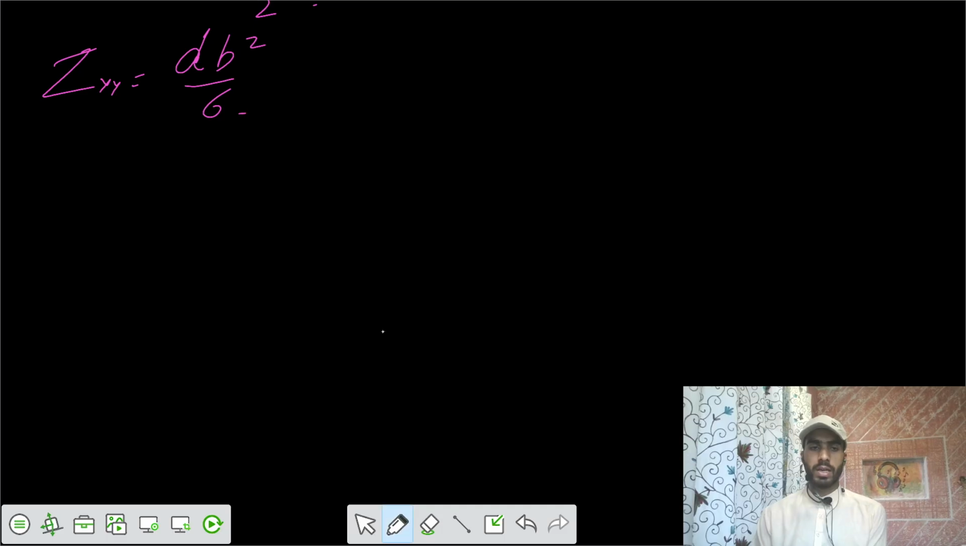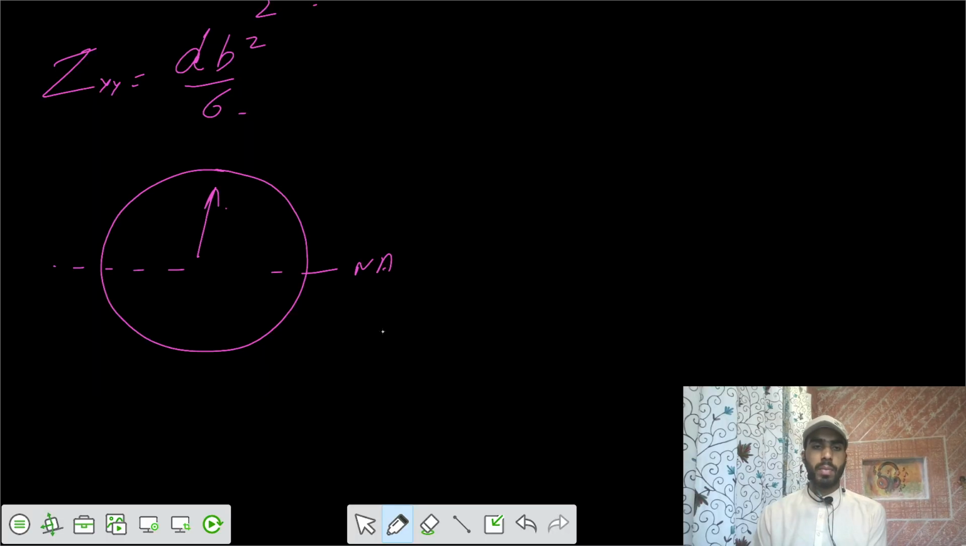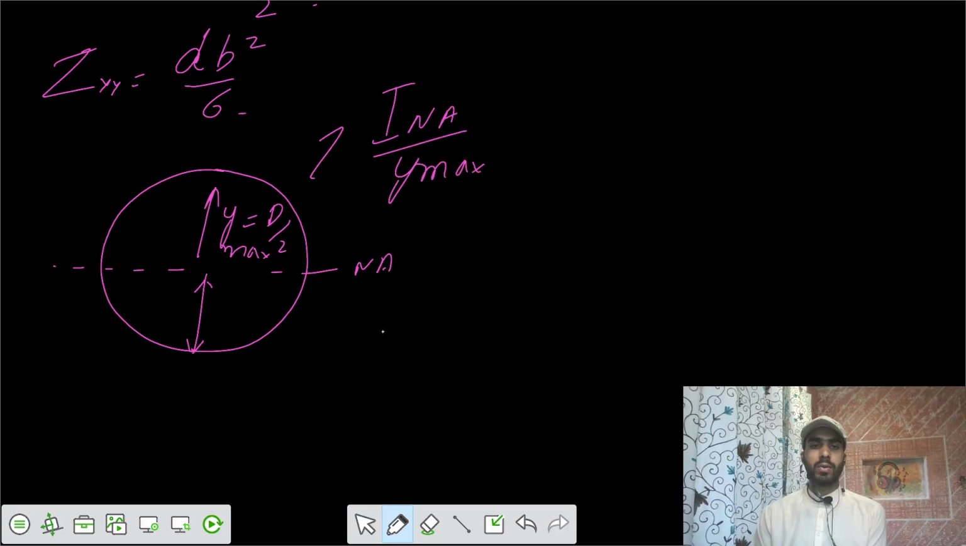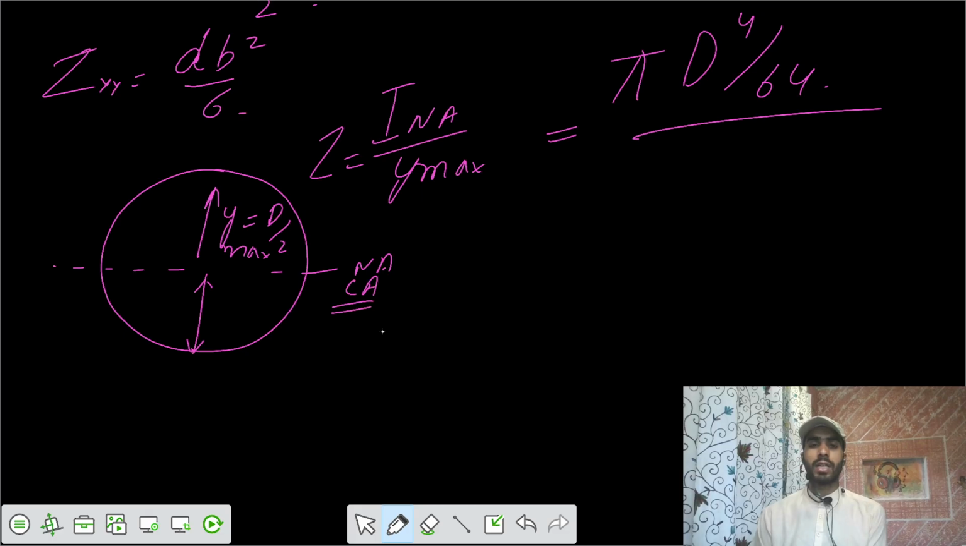Similarly, if you have a circular cross section, this is your neutral axis, and the maximum Y can go to D by 2, Y max, on both sides. So you can write I neutral axis by Y max, that equals to Z. We know that moment of inertia of circular section about neutral axis equals pi d power 4 by 64. And because neutral axis is centroidal axis, so we can say NA equals to ICA. And similarly, Y max is your D by 2. So we got a value of pi d cube by 32.